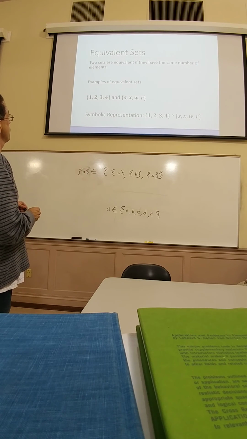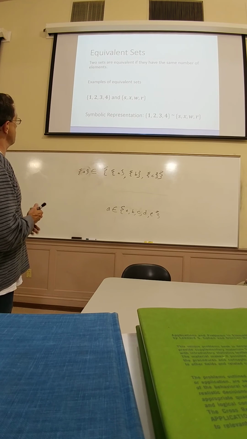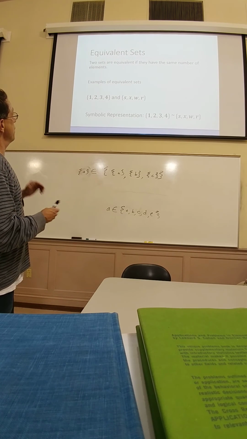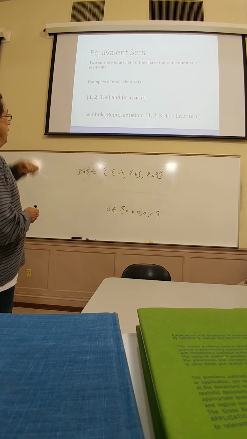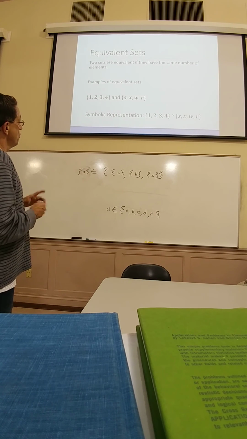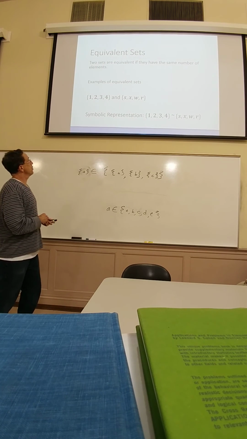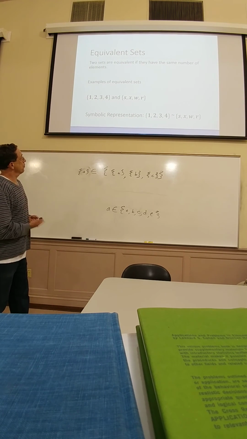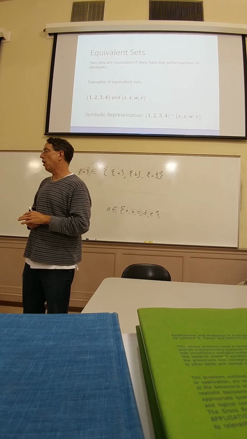This refers to equivalent sets. For two sets to be equivalent, the only thing that has to happen is that they have the same number of elements. So, for example, 1, 2, 3, 4 and S, X, W, R, those two sets are equivalent because they have the same number of elements, each set containing 4 elements. So that was the lesson on sets.